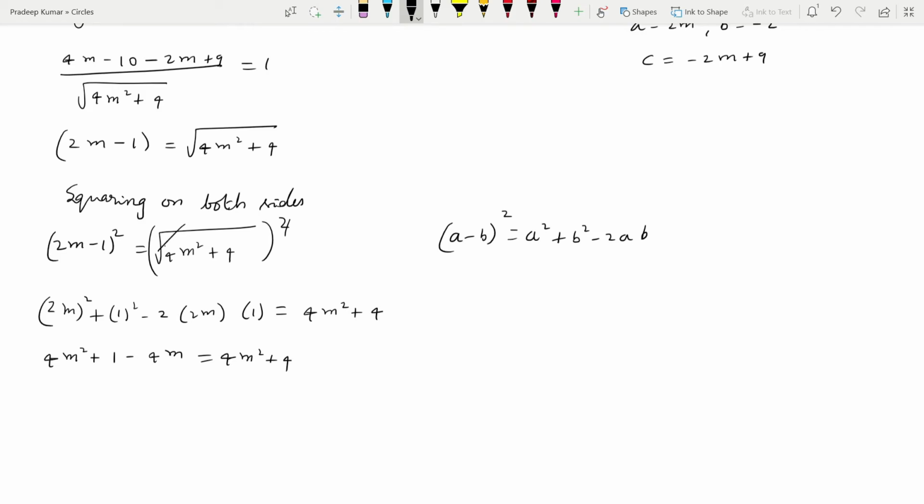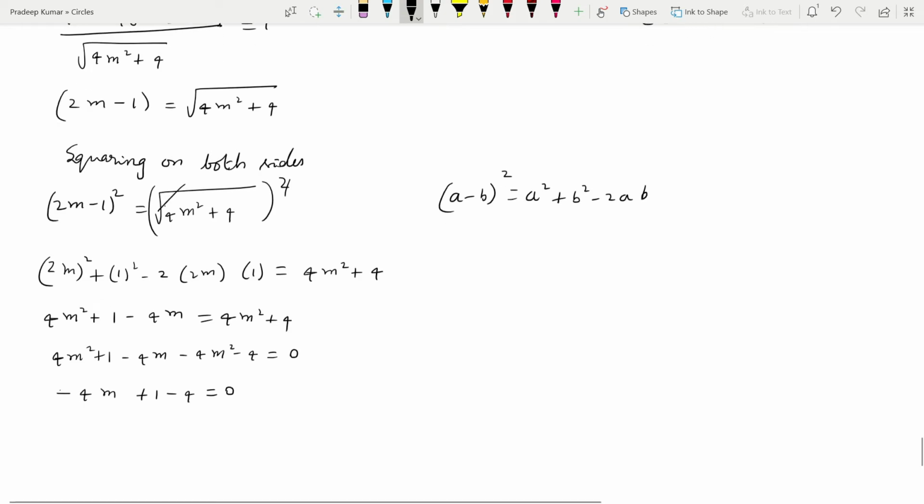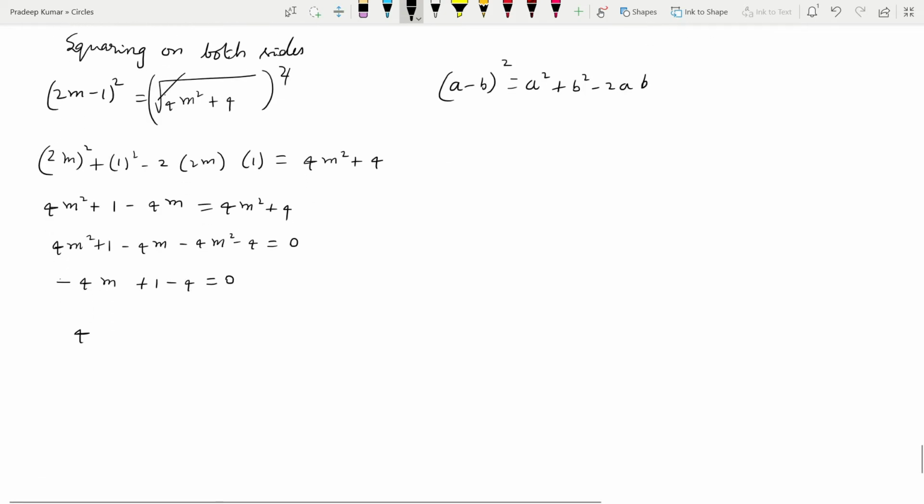Now I'll bring this side's elements to the other side. I get 4m square plus 1 minus 4m minus 4m square minus 4 equal to 0. The 4m square and minus 4m square cancel, so we are left with minus 4m plus 1 minus 4 equal to 0. Finally, the equation I got is 4m minus 3, where m equals minus 3 by 4, or also we get m equal to 1 by 0.